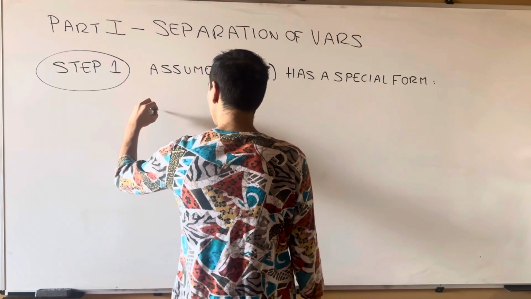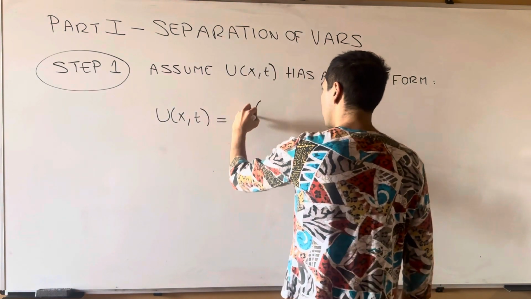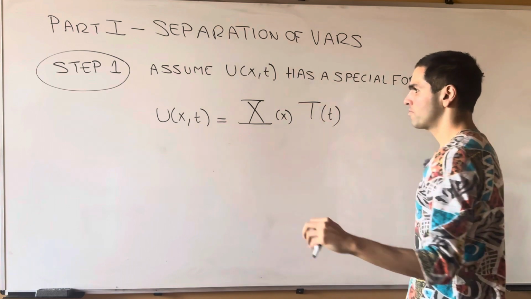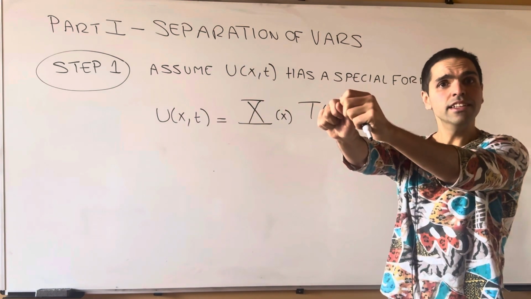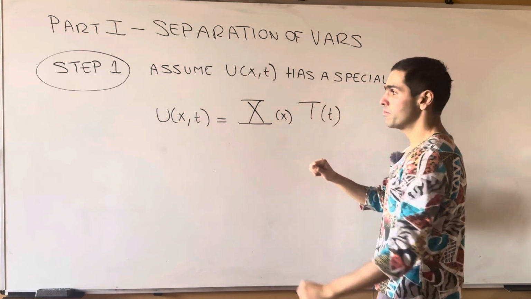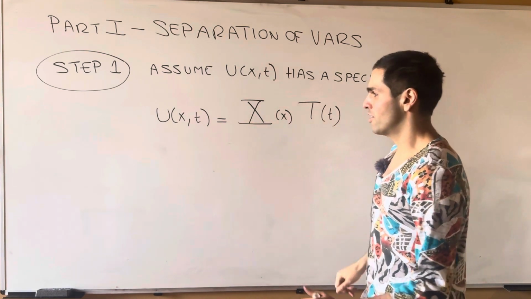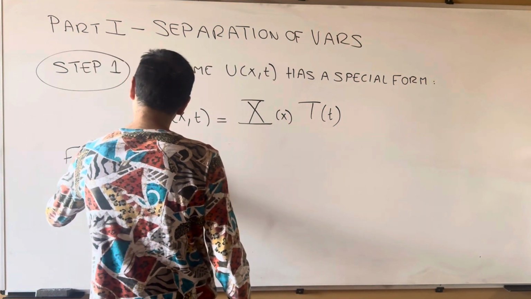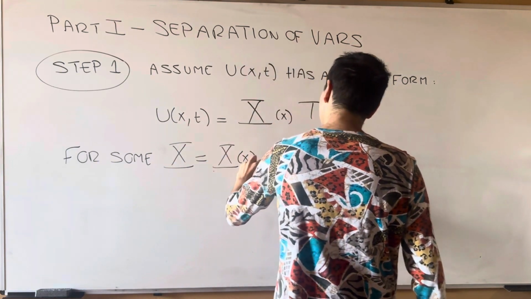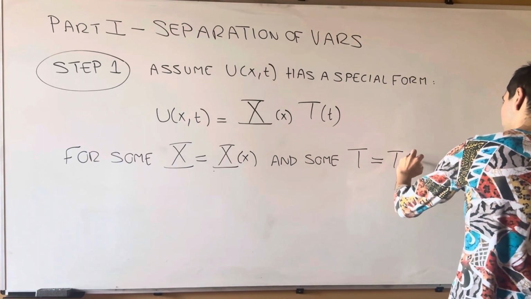So in this case, assume u(x,t) is a function of x times a function of t. So we're literally splitting up the variables x and t into 2 functions. So we assume once again that u(x,t) is X(x), a function of x, times T(t), a function of t.